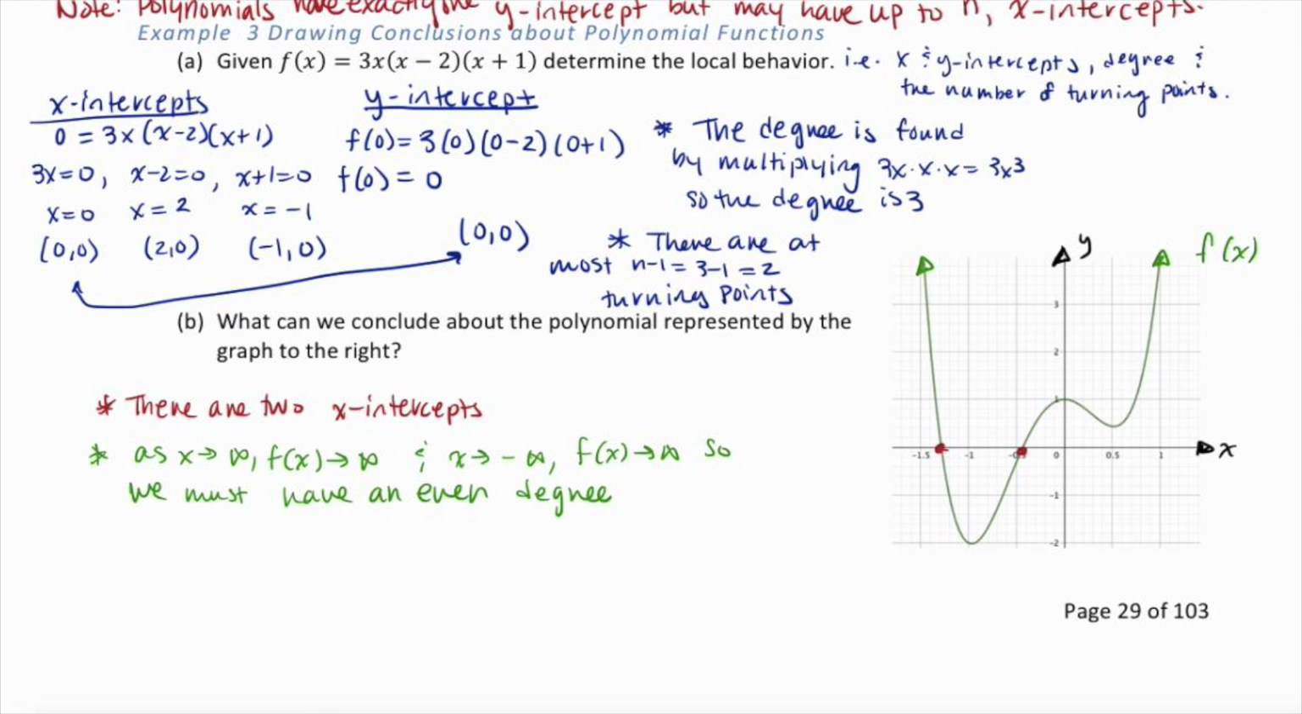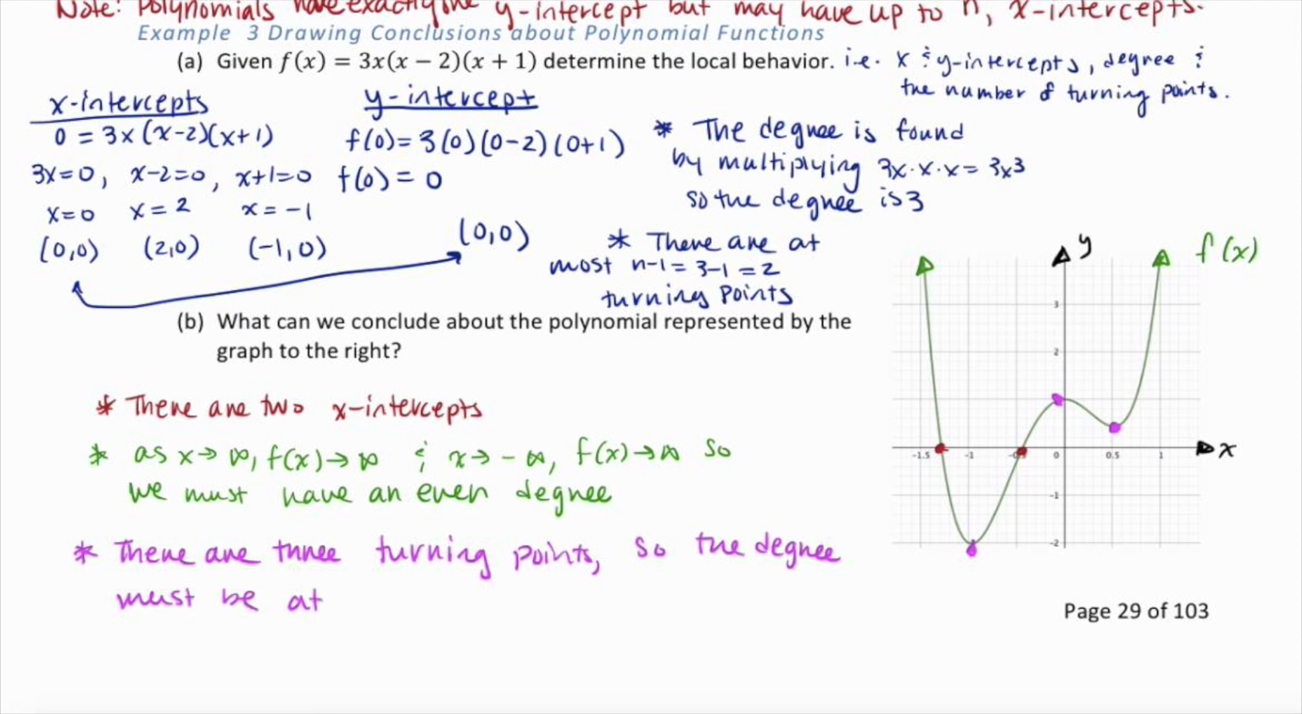Now let's look at these points. 1, 2, 3. I have 3 turning points. So the degree must be at least 4. I think it's reasonable to conclude that this is a 4th degree polynomial. And this concludes section 3.3.